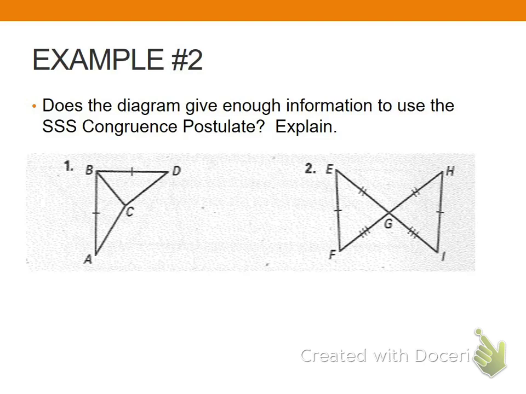Example 2, same question. What do we think about the first one on example 2? Why not? Good, so they marked 1 pair. Which other pair do we know? BC by the reflexive property, so we could mark that one with 2 tick marks. But we still don't know anything about AC. We still don't know anything about CD. So there's still not enough information because of those 2 sides we don't know at all.